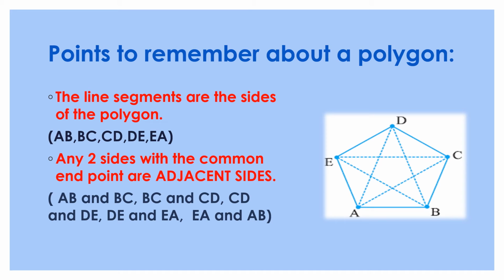These types of sides are called adjacent sides, which are together, like these two, and they have this common endpoint or common vertex. The same way for the others also. So two sides which have any one common endpoint are called the adjacent sides of a polygon.